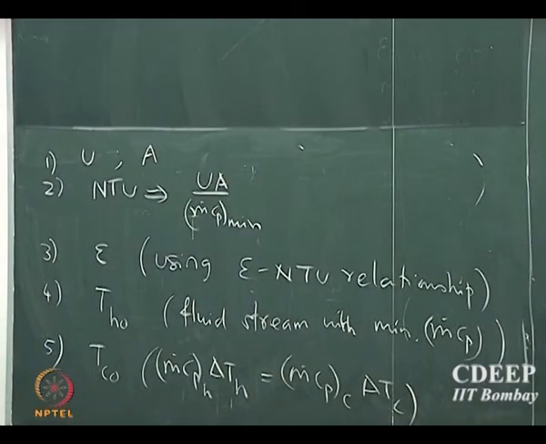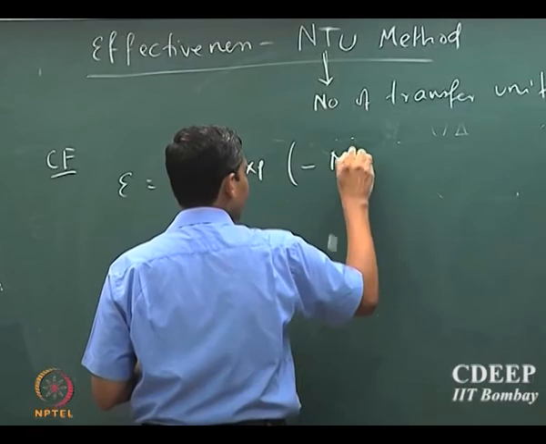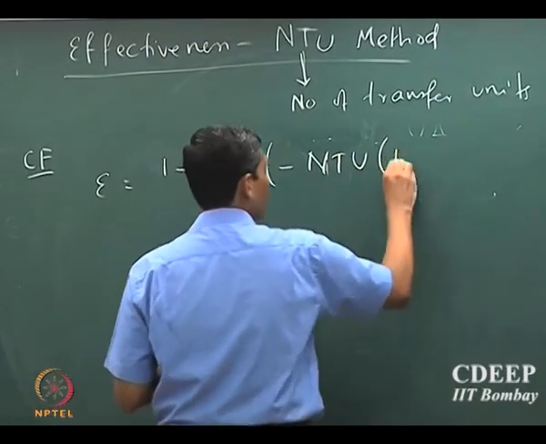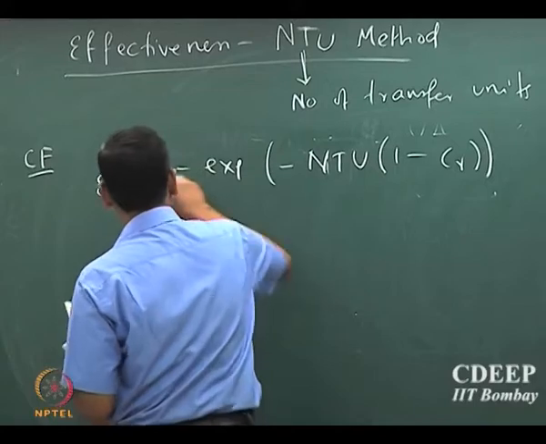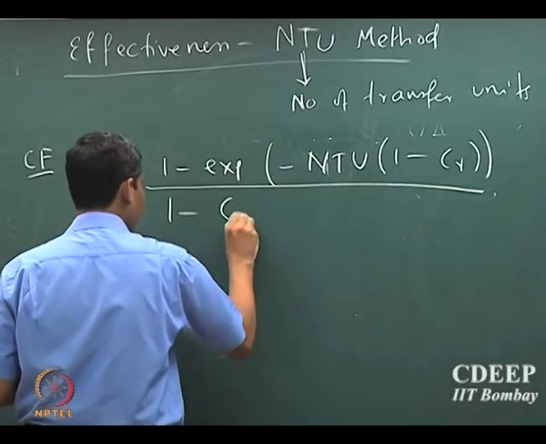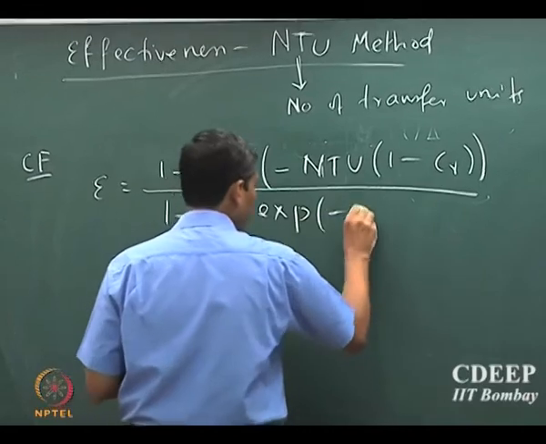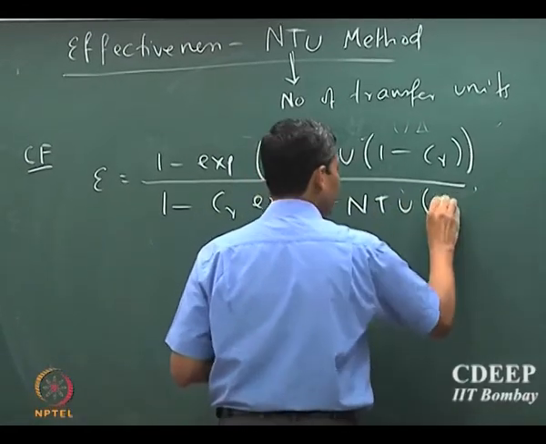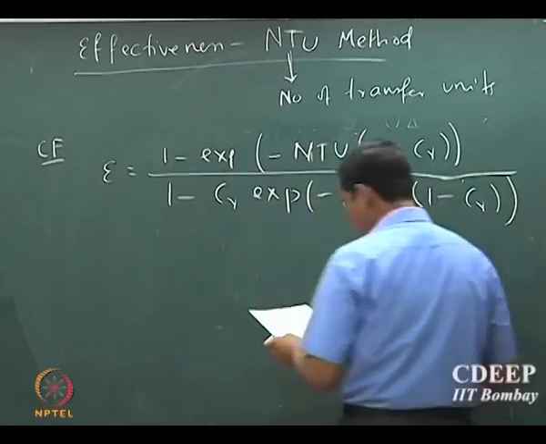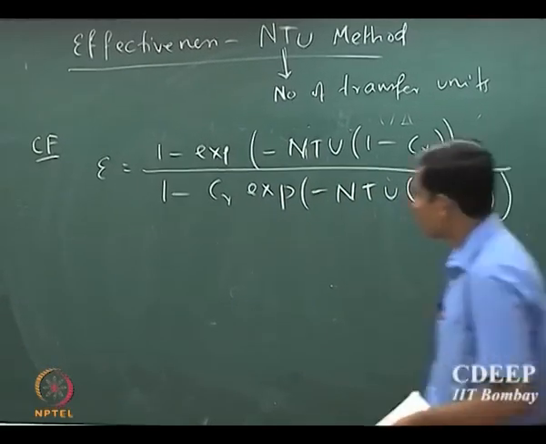So such an Epsilon-NTU relation has been worked out for all kinds of configurations. In fact, I would recommend that you derive some of these and check it by yourself. I'm going to give you these expressions. So for a counter flow, epsilon is equal to 1 minus exponential of minus NTU into 1 minus CR, divided by 1 minus CR exponential of minus NTU into 1 minus CR. So that's for the counter flow, okay.